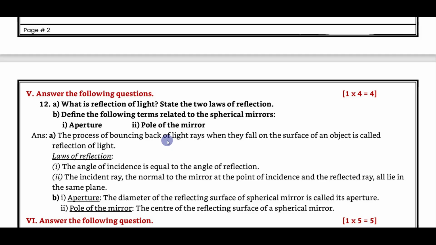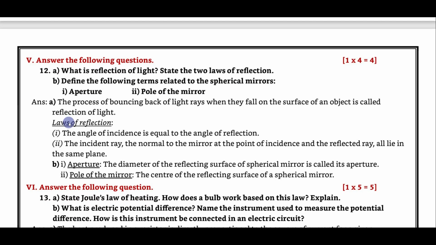Next, what is reflection of light? State the 2 laws of reflection and also define aperture and pole of the mirror in case of spherical mirrors. The process of bouncing back of light rays when they fall on the surface of an object is called reflection of light. The laws of reflection.